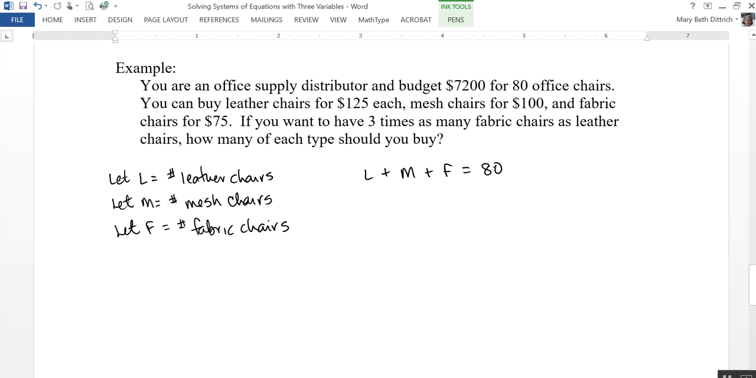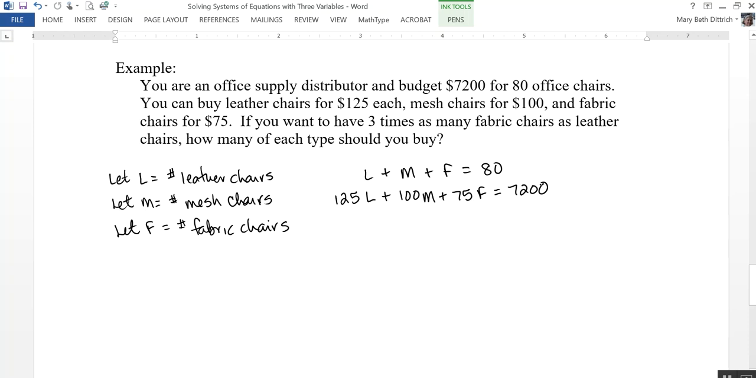And then I know the cost of each type of chair, and I know how much money I have to spend. So each leather chair is $125, so that'd be $125 times the number of leather chairs. Each mesh chair is $100, so that'd be 100M. And each fabric chair is $75. And I have $7,200 to spend.